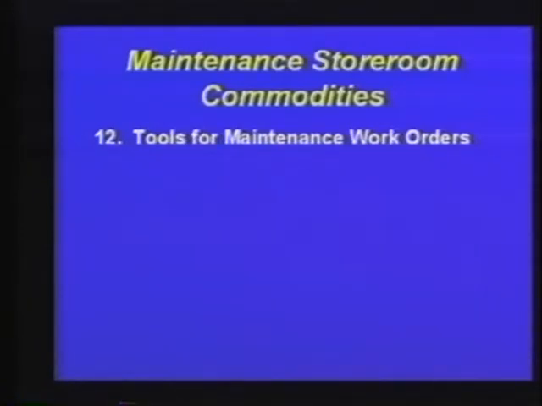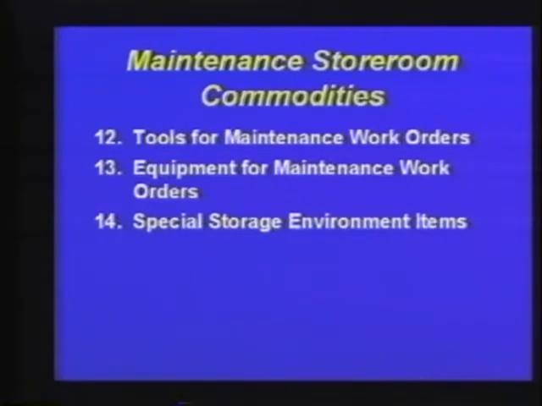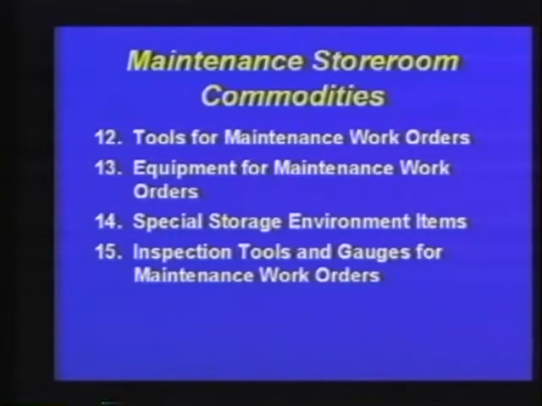And moving on to the next page, we're looking at the equipment for maintenance work orders. And then 14 addresses that special storage environmental items, which we discussed previously when we were looking at our item master record layout. Item 15 is the ability to store inspection tools and gauges for the maintenance work orders, and those could be an integral part of the tools and the equipment, but here we're addressing the tools and gauges for maintenance work orders separately.